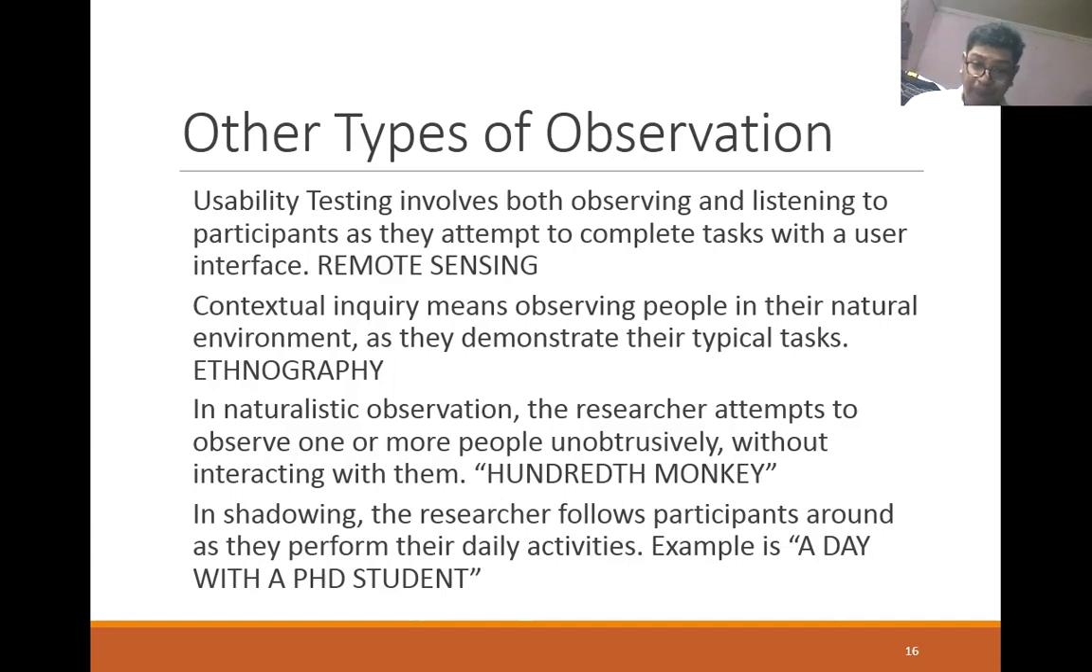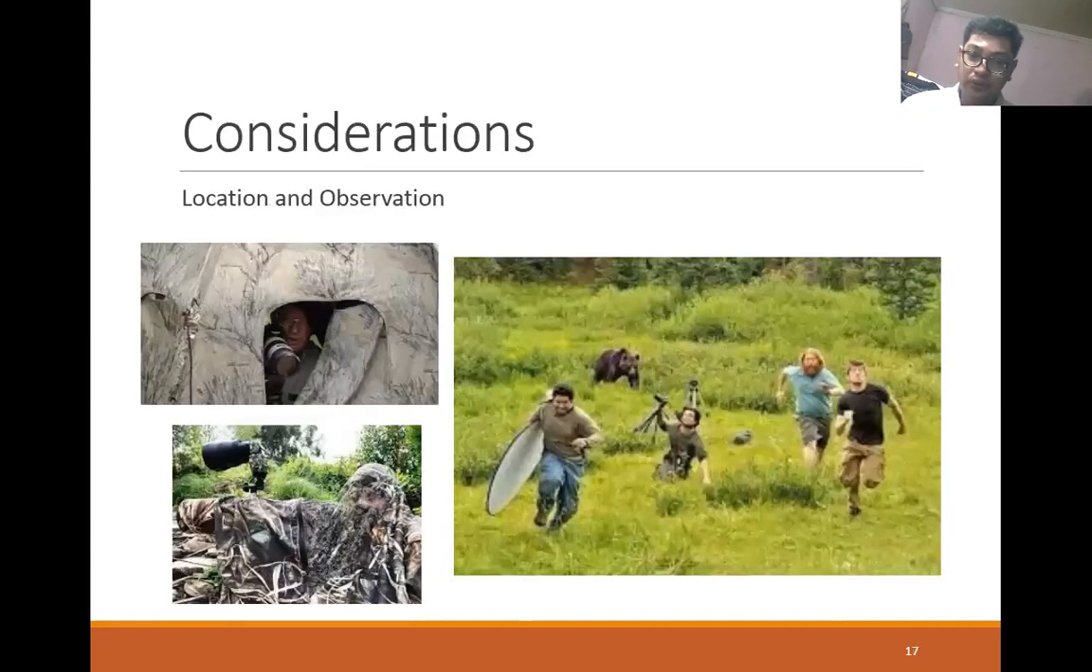So in shadowing, the fourth one, the researcher follows participants around as they perform their daily tasks. Or ito, marami ito makikita sa YouTube. Yung example, a day with a PhD student, a day with a professor, a day with a musician, etc. So you can see them on YouTube po. Also, these are examples. But we have to consider many things when you observe. Like for example, location and observation. Look at these National Geographic people. They struggle running off from a bear, and they are hiding somewhere there inside the rock caverns, etc.